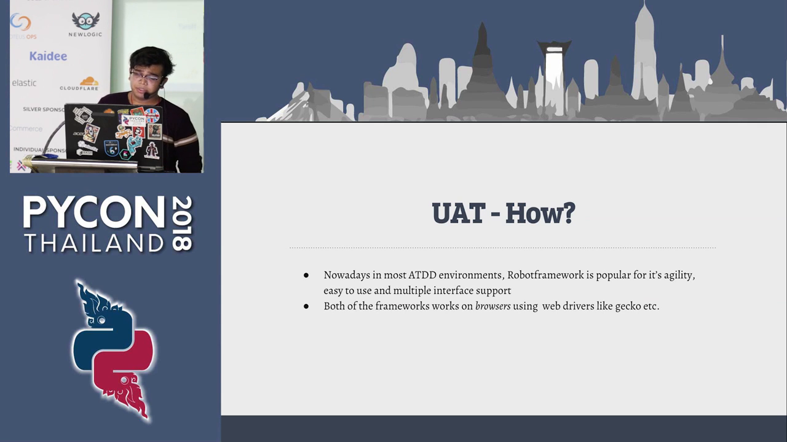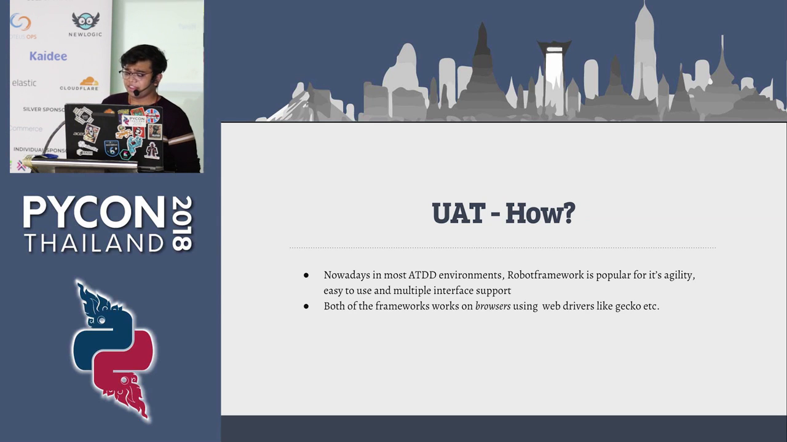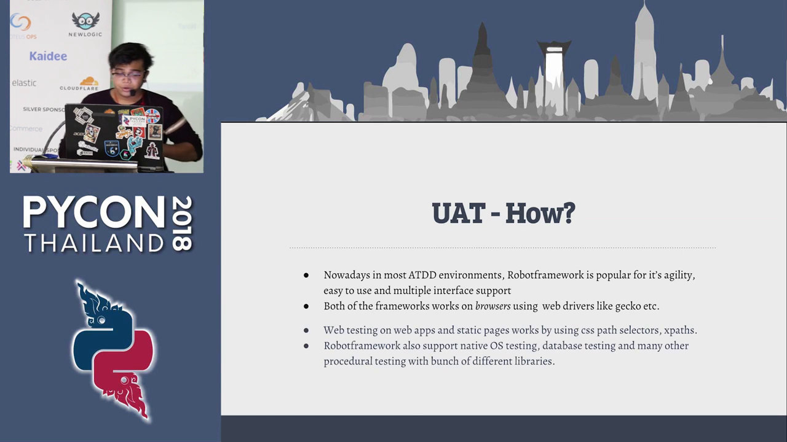In acceptance test-driven environments, the framework is popular for its agility, ease of use, and multiple interface support. It even supports Jenkins, and it has plugins for a lot of things. I think you can use it with Eclipse too. Robot Framework also works on browsers using web drivers like Gecko, etc. As I mentioned, it tests the static pages using CSS selectors and everything.